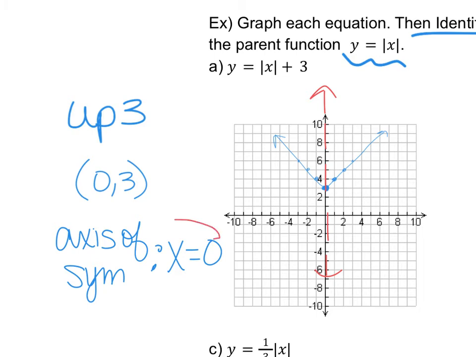Here's a little cheat. Your x equals needs to be the x-coordinate of your vertex. That's always going to be your axis of symmetry. So that's just a little cheat to help you out a little bit.